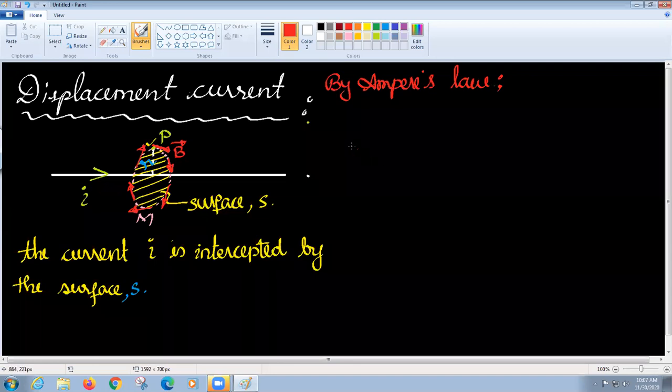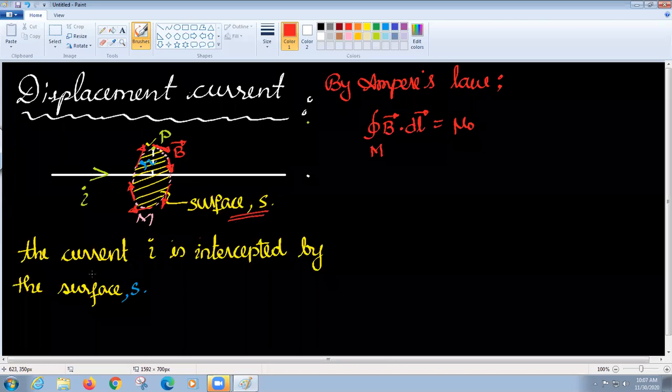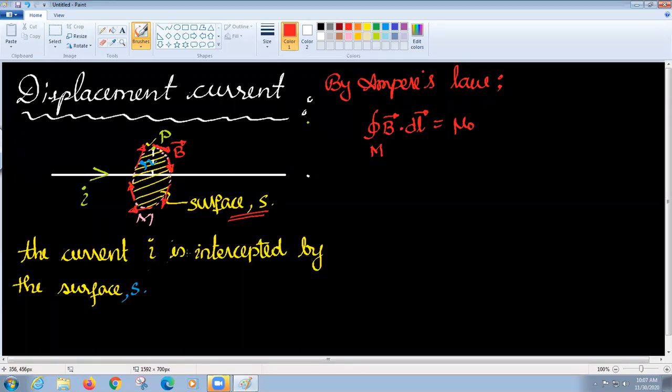By Ampere's law, I take the closed path M, along which we have B dot dl. And this is nothing but what? Mu naught, and the surface S, and the current I is intercepted by the surface S. So that current is I. We will take the same current as I. So I have mu naught multiplied by I.